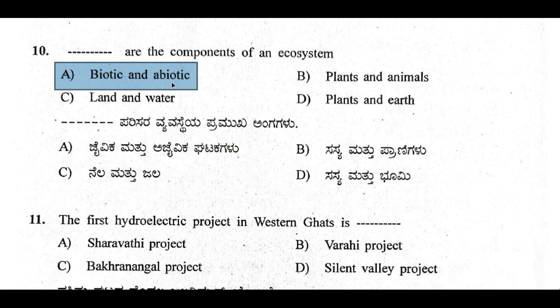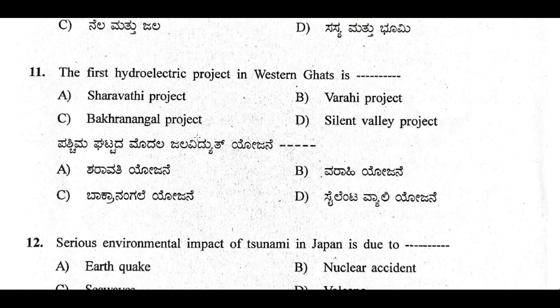Question number 11, the first hydroelectric project in Western Ghats is dash. So we have to find out which one is the first hydroelectric project in Western Ghats. Option A, Sharavati project. Option B, Varahi project. Option C, Bhakra Nangal project. Option D, Silent Valley project. Except the Bhakra Nangal project, which is located in Himachal Pradesh and was established in 1963, the other three projects were implemented in the Western Ghats: Sharavati project in 1964, Varahi project in 1989, and Silent Valley project in 1976.